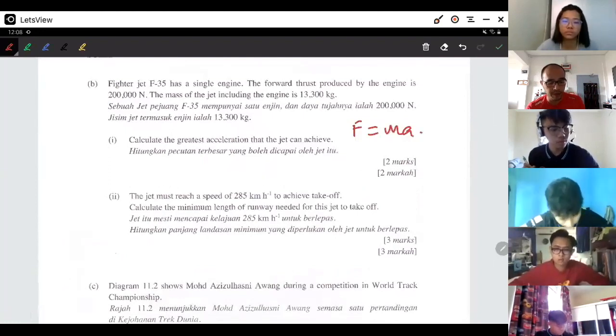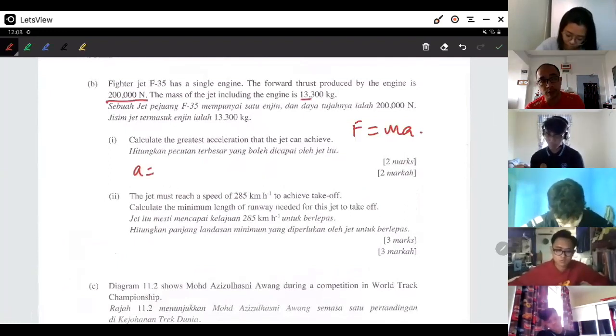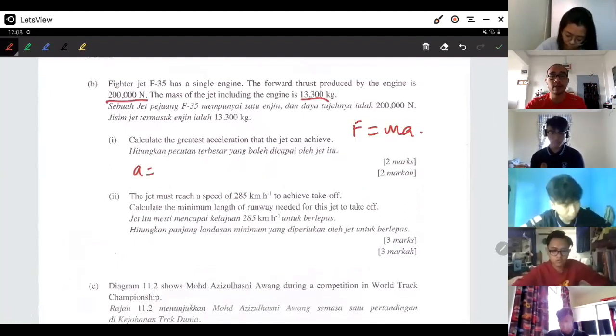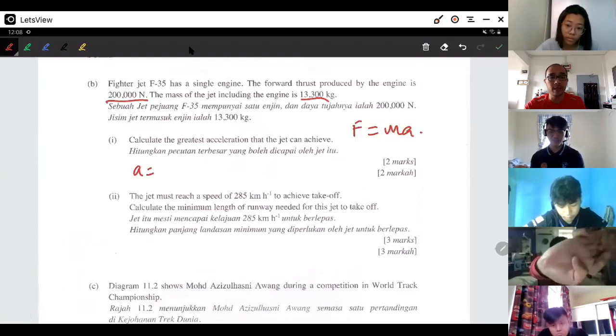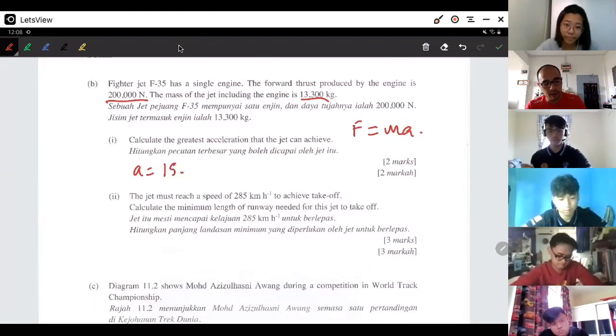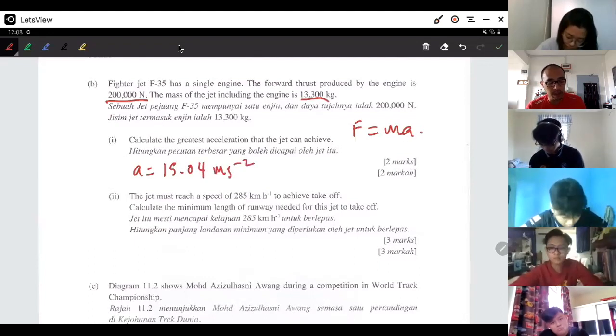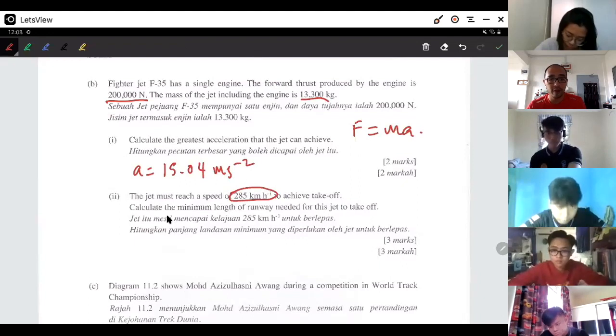Can you tell me what's the answer for A? F is 200,000, m is 13,300 kg. 15.04 meters per second squared. Okay, so the jet must reach 285 kilometers per hour to achieve takeoff. Okay, but you want to calculate the minimum length of runway.